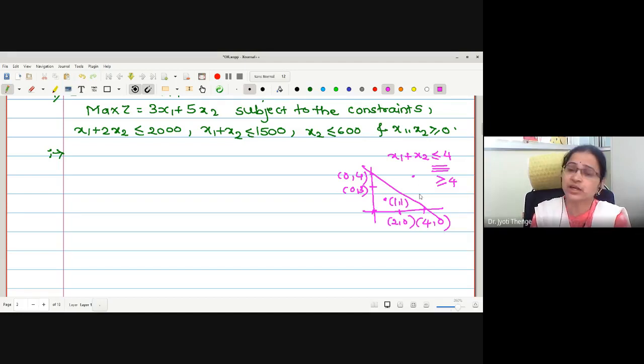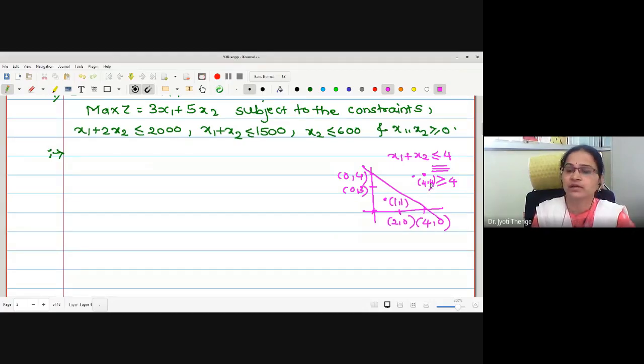So let me take the point above the line. Let me take one point above the line. Suppose here I will take a point, say 4 4. If I take the point 4 4, then what is the addition of the coordinates? This is 4 plus 4, 8, and 8 is greater equal to 4. Therefore, the inequality is being satisfied by the point above the line.